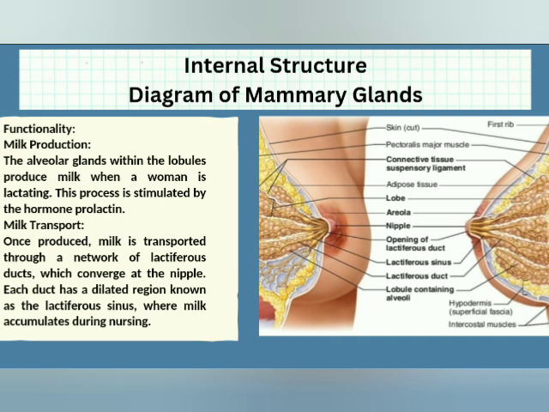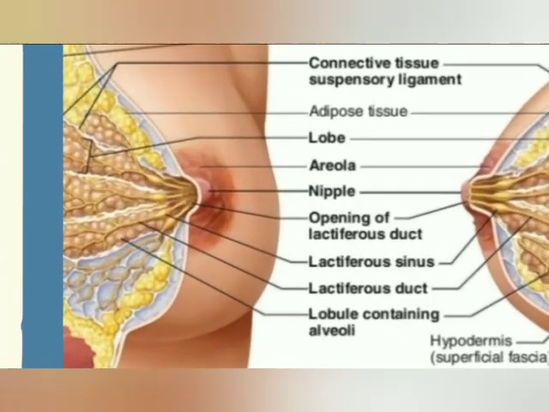The internal structure and diagram of the mammary gland. The main function of the mammary gland is to produce milk. We should know that the alveolar glands within the lobules produce milk when a woman is lactating. This process is stimulated by the hormone called prolactin, which plays a big part in it.